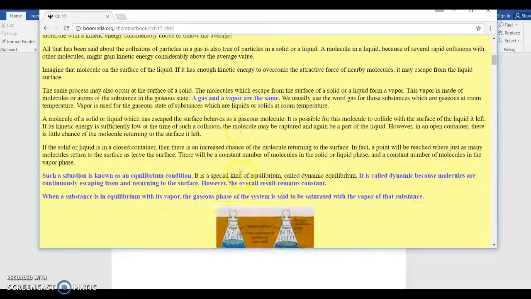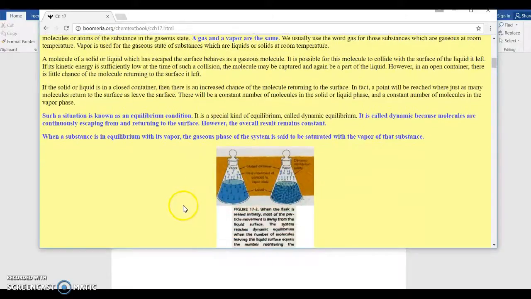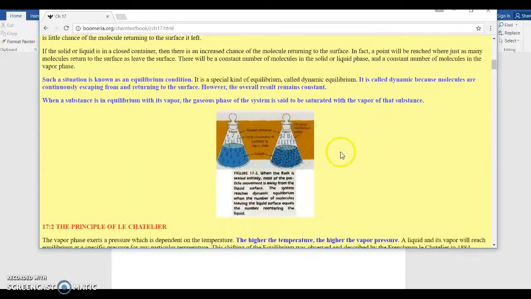Vapor equilibrium, there are a lot of questions on this vapor equilibrium, and it does talk about the open and closed container. So it says when a substance is in equilibrium with its vapor, the gaseous phase of the system is said to be saturated with the vapor of that substance. So that's when everything is closed off. Notice it says it's closed container. That was the first day notes.